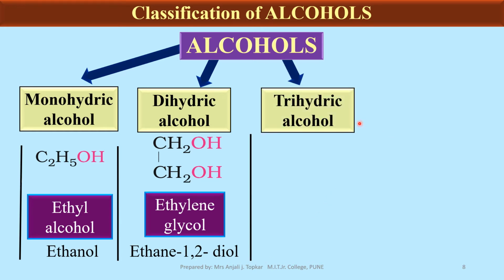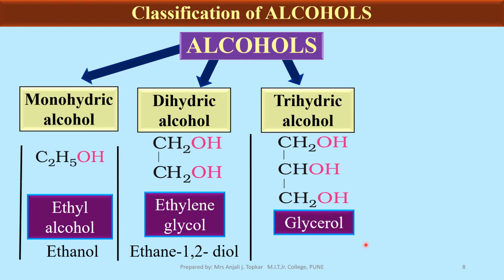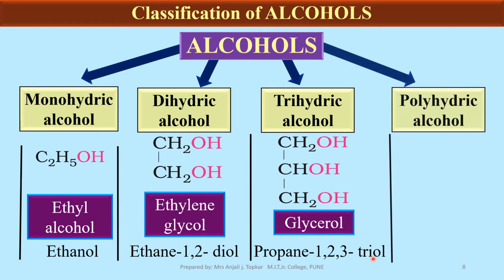Let's talk about trihydric alcohols. Example is CH2OH bonded to CHOH bonded to CH2OH. This is trihydric alcohol. Example is glycerol or propane-1,2,3-triol.